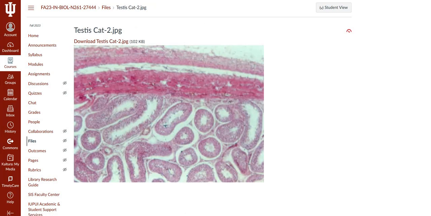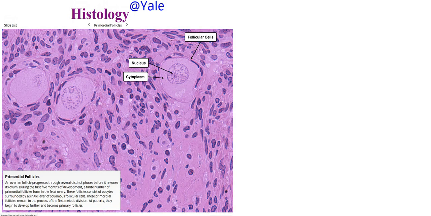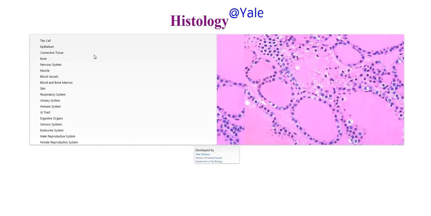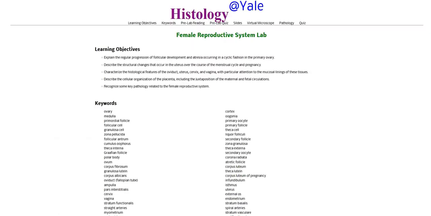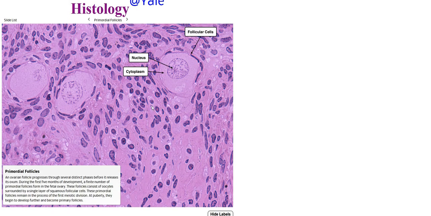Let's switch gears now and talk about the female reproductive tract. So once again, the Yale site will be very helpful for reviewing for this. One other thing I want to point out on the Yale site that you may not know about is that the Yale site has a virtual microscope. So while looking at these types of images, labeled or unlabeled, is very helpful.